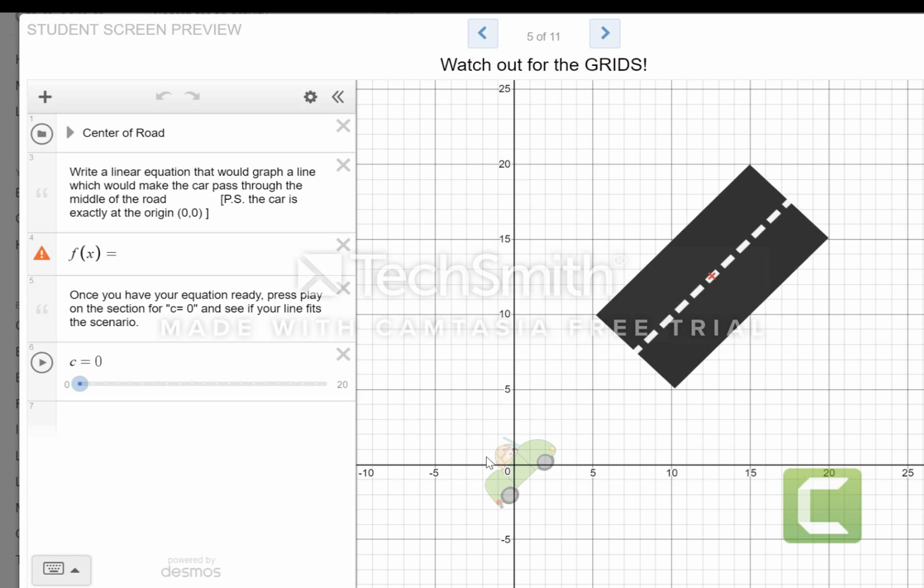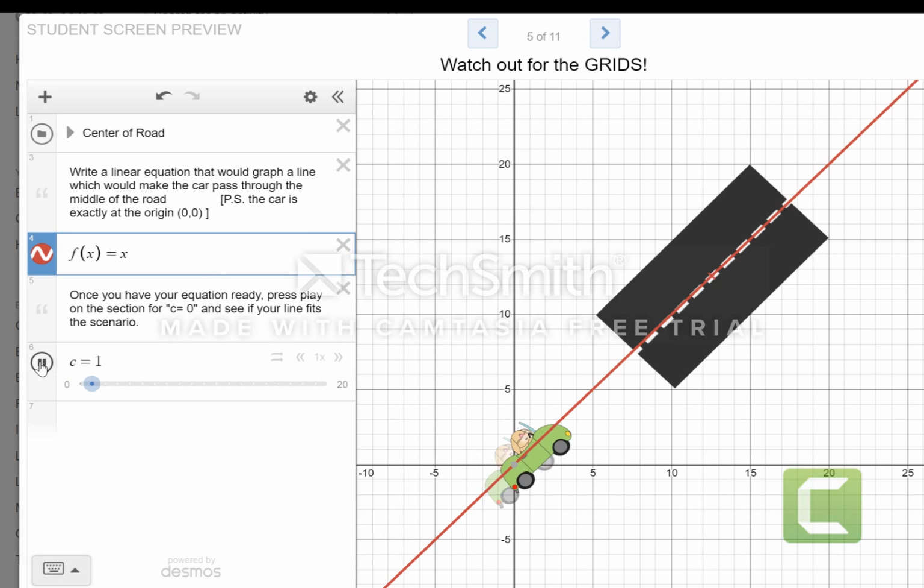So the students are given instructions on what to do in order to make the activity clear. For this specific slide, the center of the road is given to make it easier for them to figure out the linear equation that best fits the scenario. Then once they complete this and actually find the correct equation, they can press play and they will see that, yeah, when they get the right answer, their car will pass through the middle of the road.